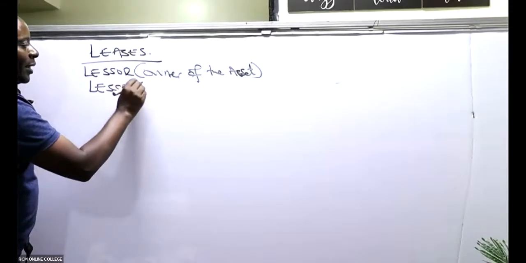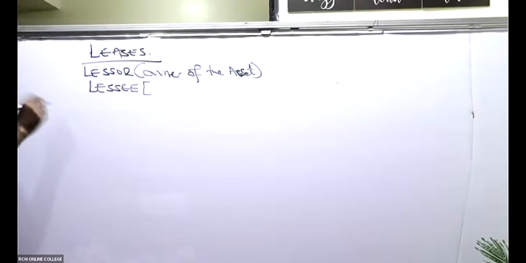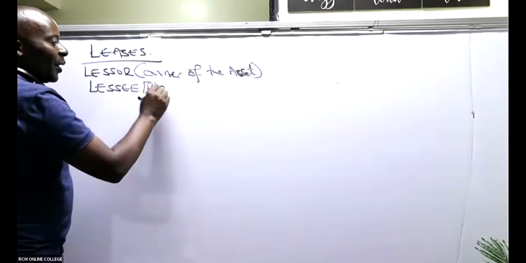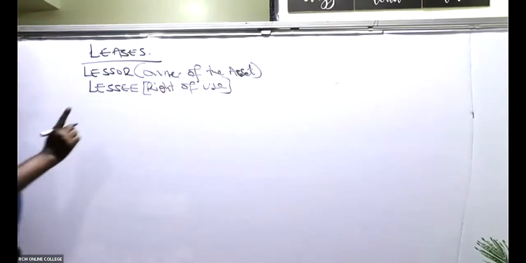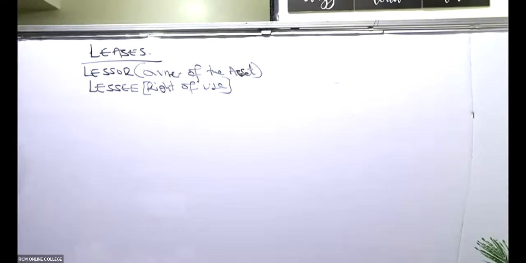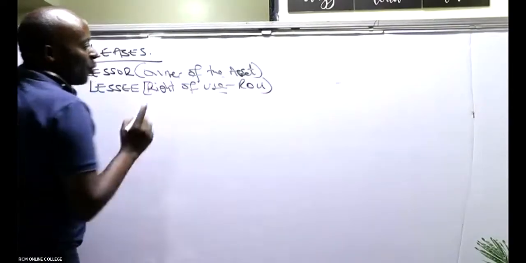And then, ladies and gentlemen, we have the person that we called what here? The lessee. So the lessee, in this case, is the one who is going to get what we call the right of use. He doesn't own the asset, but he'll be able to get the right of use, what we shall be abbreviating as ROU, right of use.